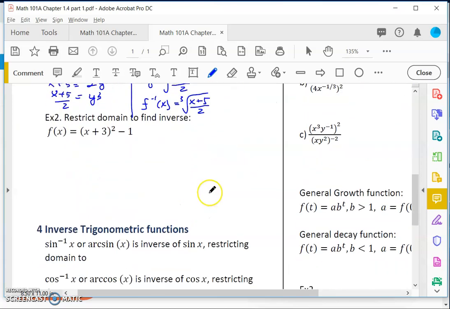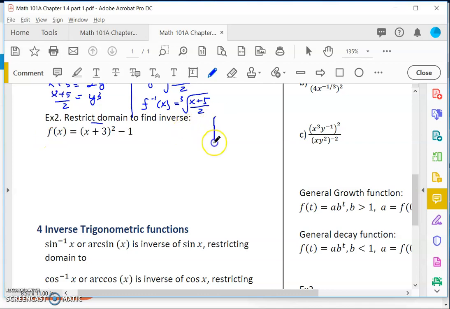What about if I have a function that does not pass the horizontal line test, like this quadratic function? A lot of the sine, cosine, trig functions also do not pass the horizontal line test because they are periodical. So in order to find the inverse for them, I can restrict the original function's domain, restrict the domain of f, so that it becomes a one-to-one function.